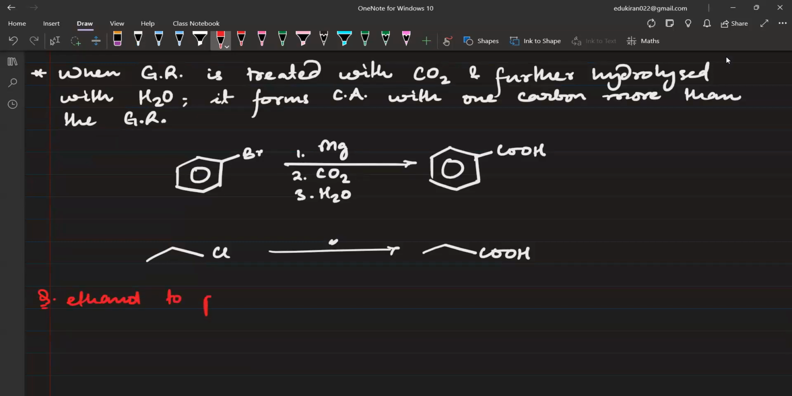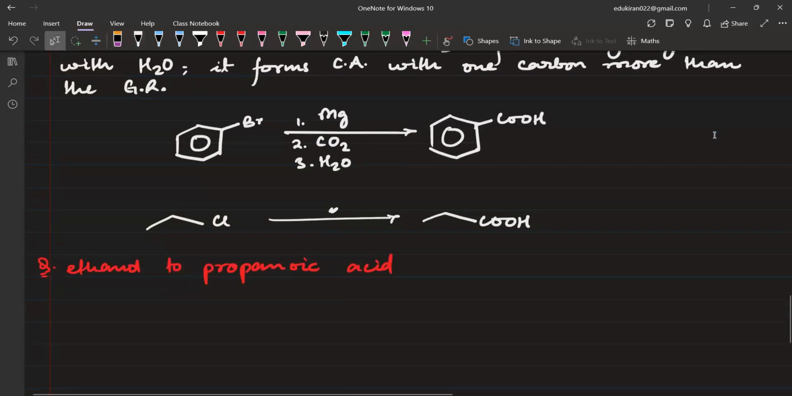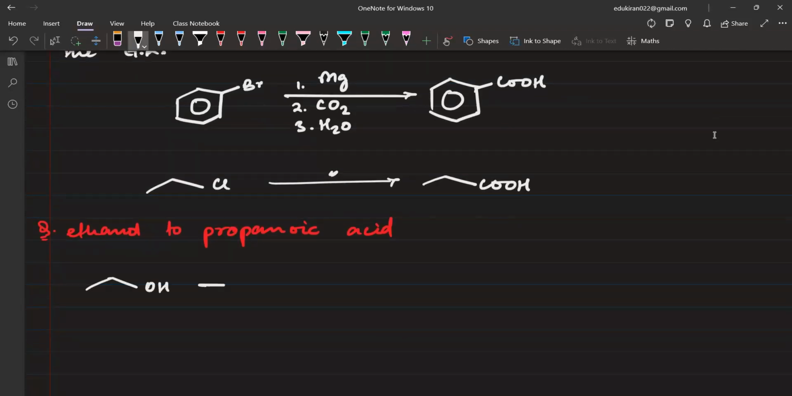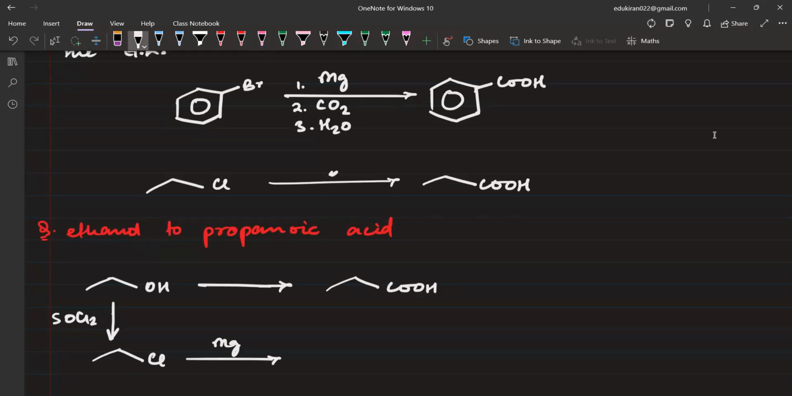Ethanol to propanoic acid. So we can use this particular reaction. First of all, we have two carbon atoms and OH. Propanoic acid will be having three carbon atoms and COOH in the third carbon atom. So I will first of all convert this to alkyl halide, that is using SOCl2. So I will get Cl here. Then I will add here Mg. So when I add Mg, I will get MgCl.